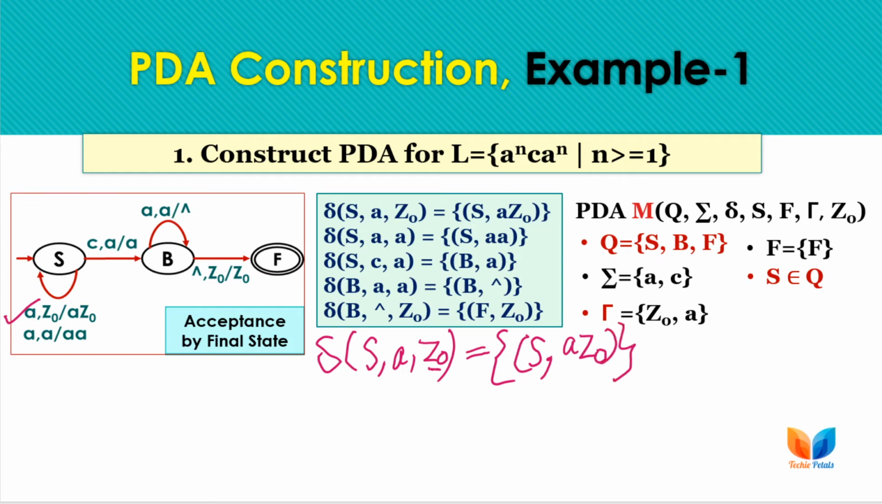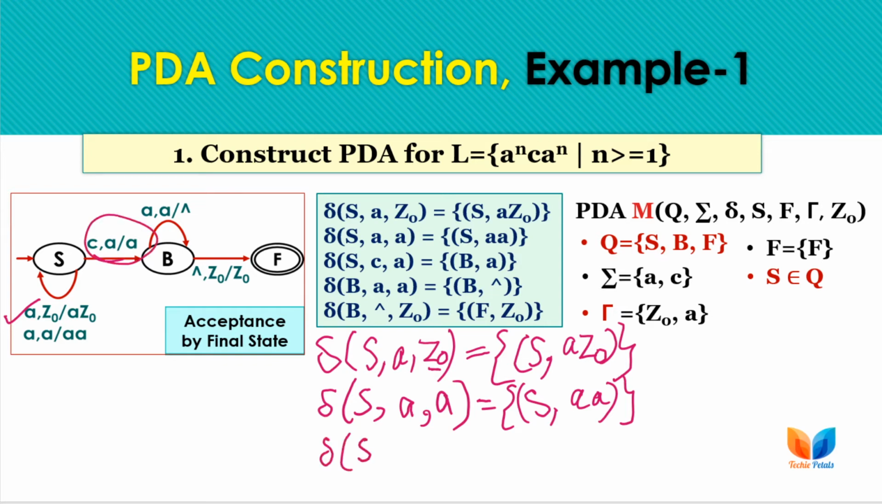The second transition for S is from S for input symbol A, and the stack top is also A, for all other A. We define this transition as moving to the same state S and replacing the stack top by double A. For the third transition, from S for input symbol C, the stack top must be A, because we need at least one A. Then we move to the state B, changing the state to B, and we replace the stack top by the same symbol, that is A. So this is the transition.